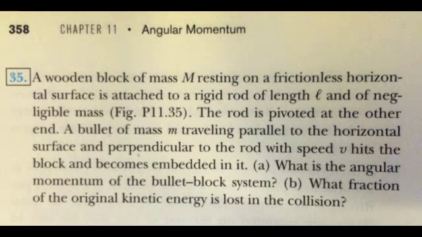Chapter 11, number 35. A wooden block of mass capital M, resting on a frictionless horizontal surface, is attached to a rigid rod of length L and of negligible mass. The rod is pivoted at the other end. A bullet of mass lowercase m, traveling parallel to the horizontal surface and perpendicular to the rod, with speed v, hits the block and becomes embedded into it.